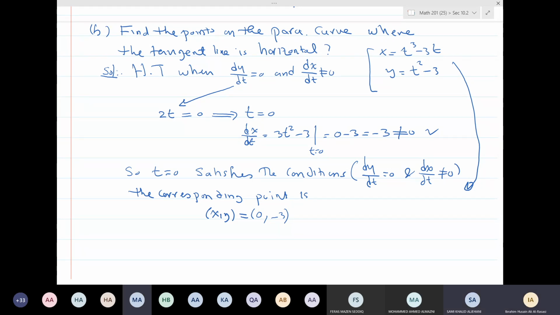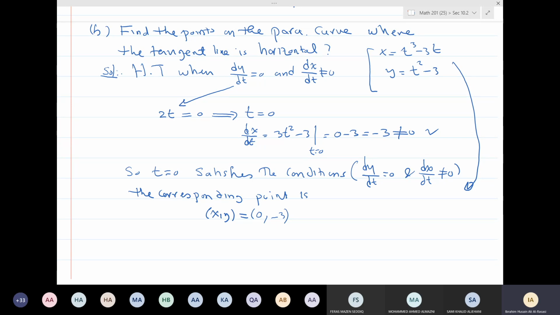Yes. In the lecture notes, you have part C, which is find the points where the tangent line is vertical. You do the same thing, just apply the conditions. They are in the lecture notes. I will upload them today, and you can check them.